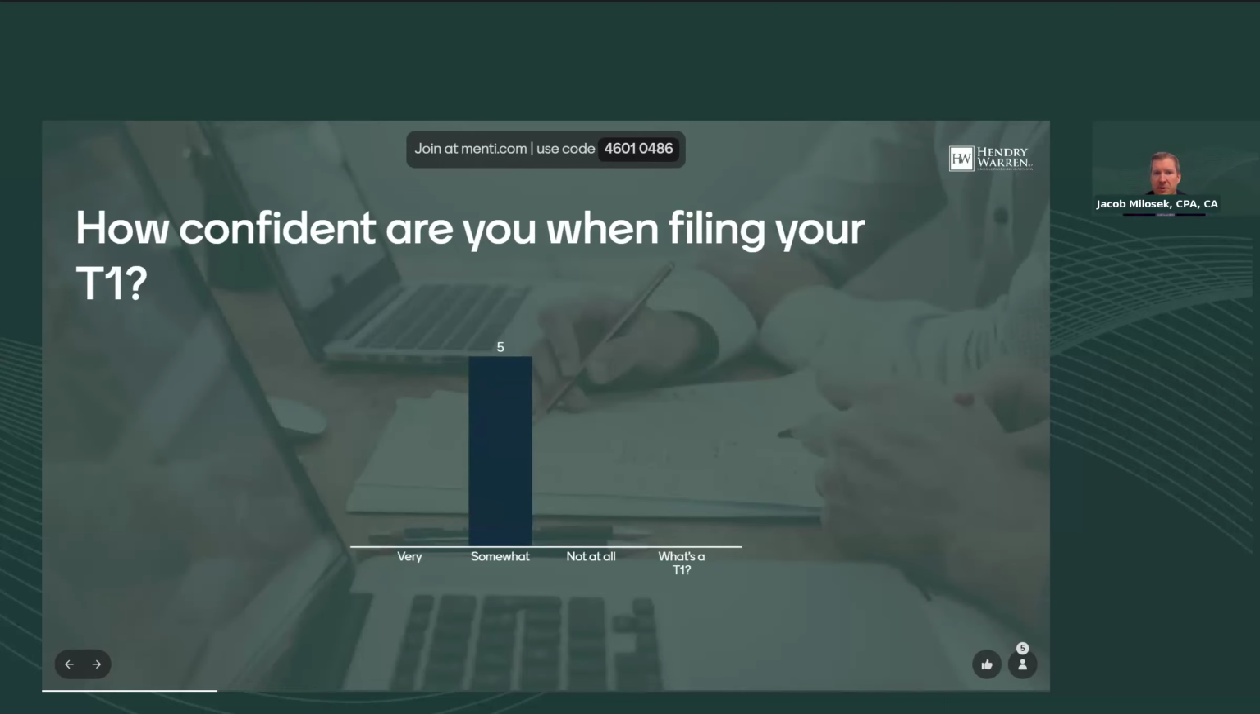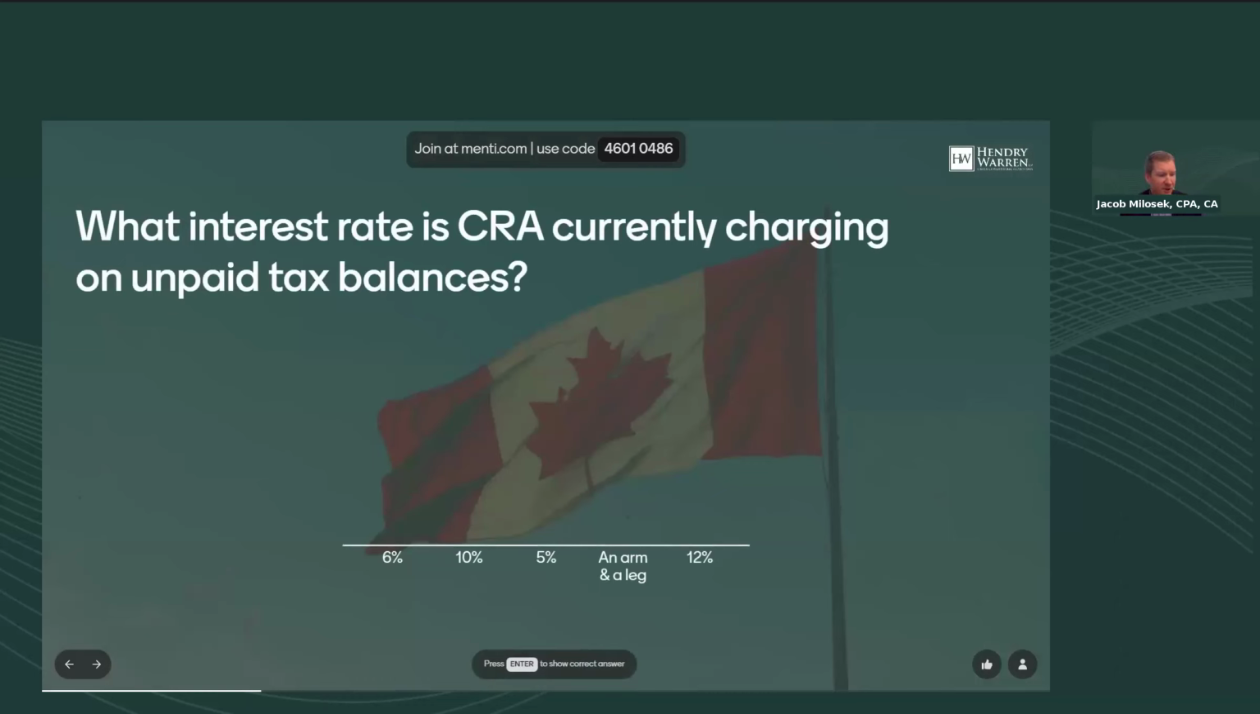Perfect. So we'll jump to our next question. This one's a little more technical. What interest rate is CRA currently charging on unpaid tax balances?